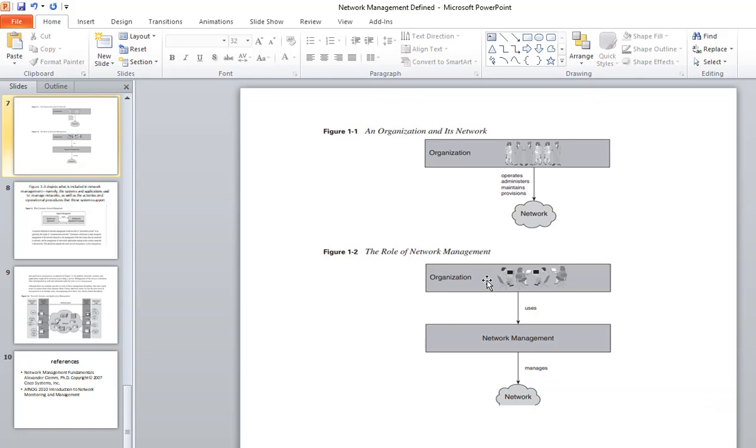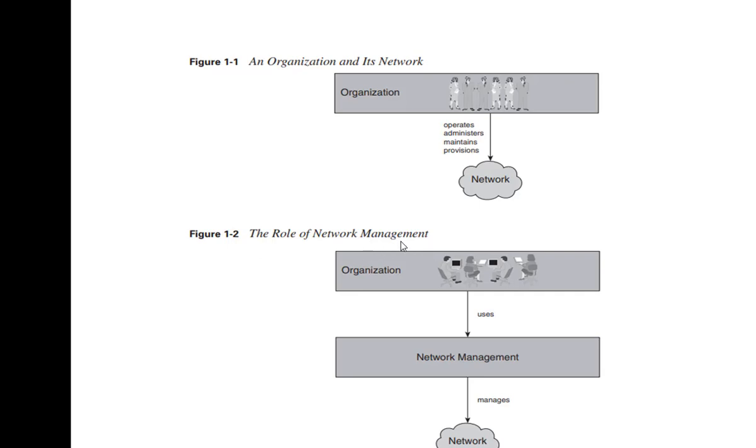Now, when you look at the second figure, which is figure 1 to 2, the role of network management, you'll see that the organization uses network management, which is the operation, the administration, the maintenance and provisions, as explained as a metric in the first figure, which we call the network management. The organization uses network management to manage their computer networks or their networks.